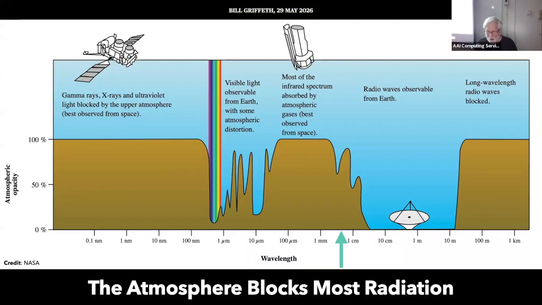And water in the atmosphere also absorbs radiation at these wavelengths, so it's important for radio telescopes to be located at very high altitudes, such as the 16,400-foot Chajnantor Plateau in Chile, home to ALMA, the Atacama Large Millimeter Array of radio telescopes.